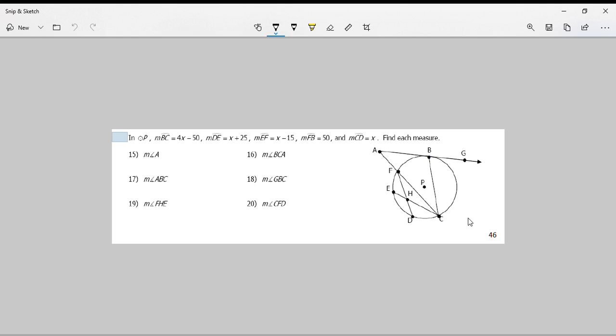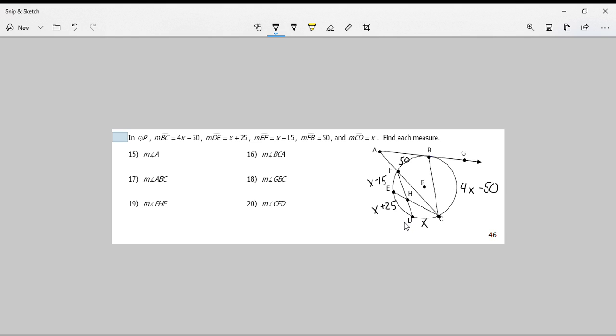Okay, let's take a look at what we know. Let's fill in some of the stuff on here. Measure of arc BC is 4x minus 50. DE, over here, is x plus 25. EF, right up here, is x minus 15. FB is 50. And CD down here is x.